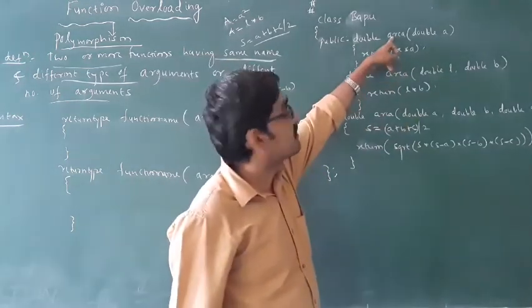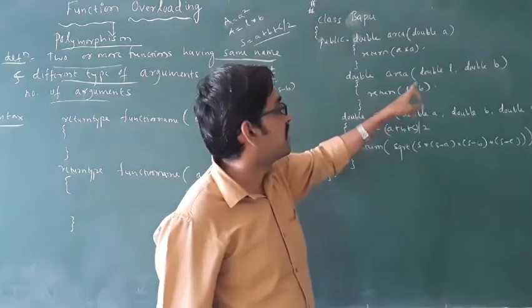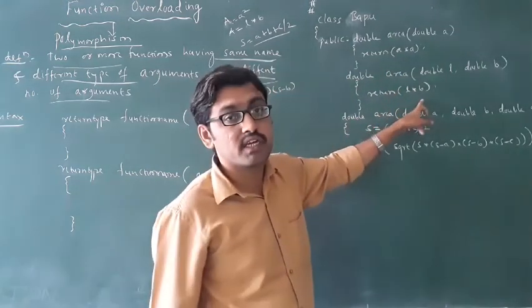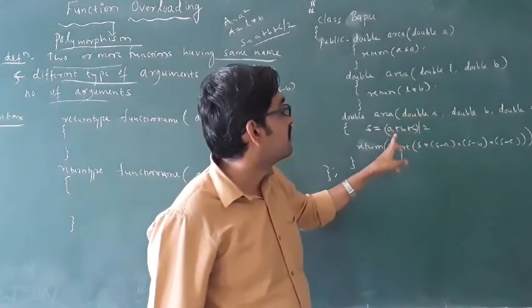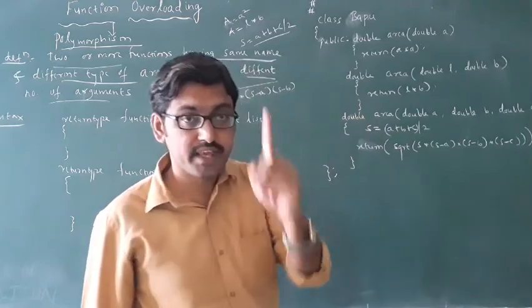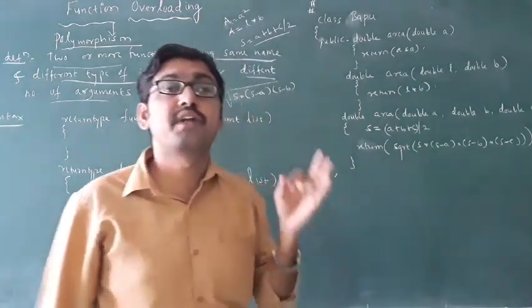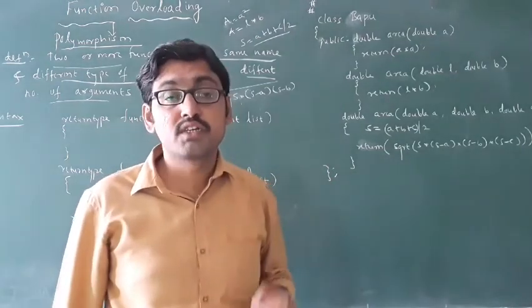In the first, you have to find out the area of a square. Then in the second, you have to find out the area of a rectangle. Then in the third, the area of a triangle. Okay, same function name, you have to perform different activities. That is called function overloading.